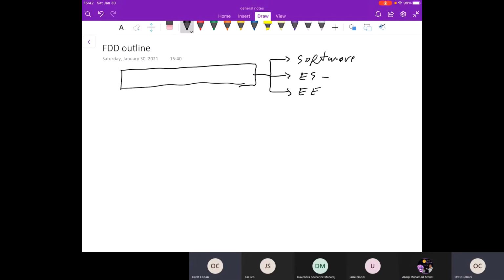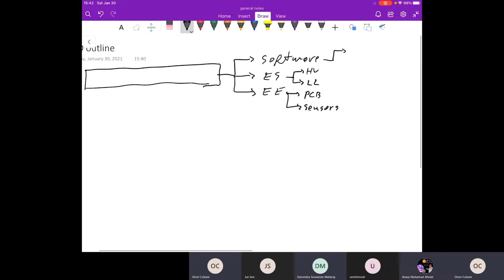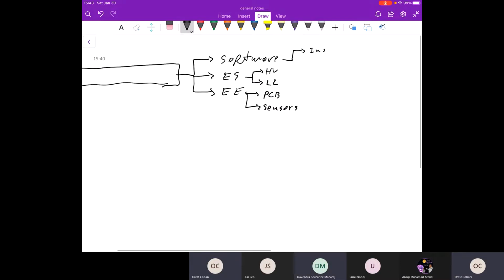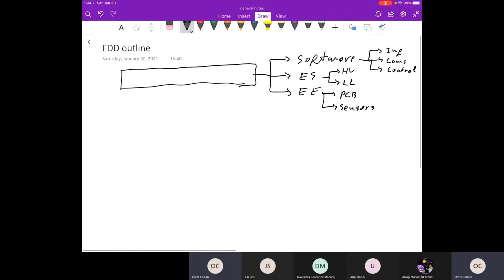And then here we go, high voltage, low voltage, and then this goes PCB, sensors, and then software. How many subsystems does software have? 3. Infrastructure, comms, and control. And this is all electrical, let's say.